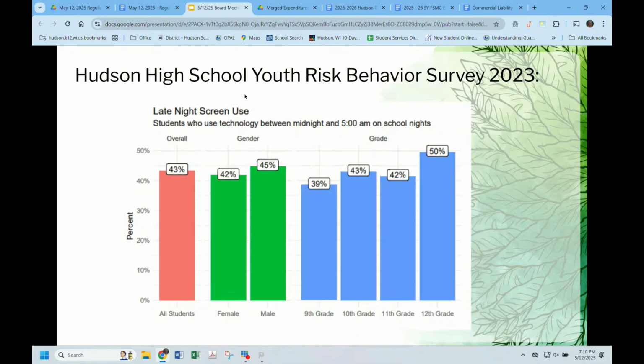And then if you go to the next slide, this is our students who are on screens between midnight and 5 a.m. on school nights. So obviously this is some concerning local data. This is pretty standard though. I mean, it lines up nationally. We're not outliers. We're just kind of along the trend lines for what we're seeing nationwide.